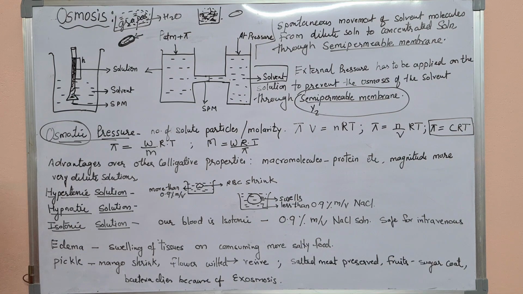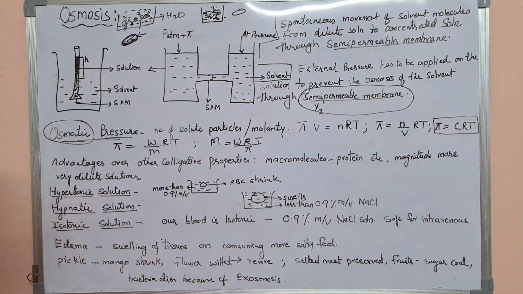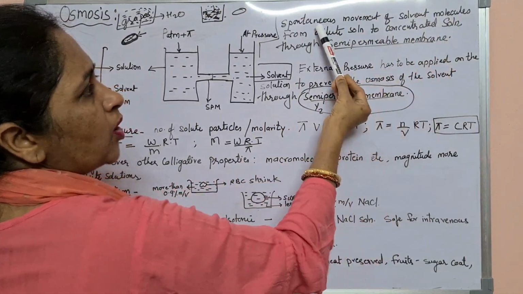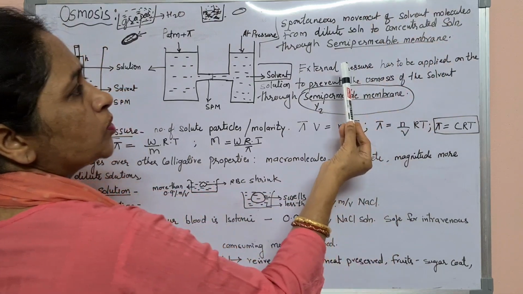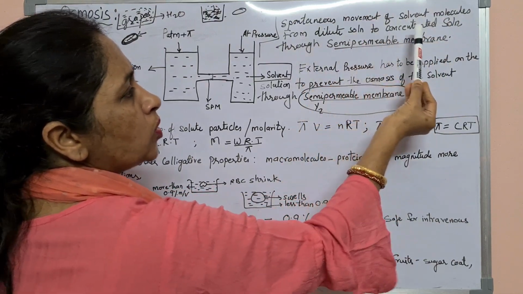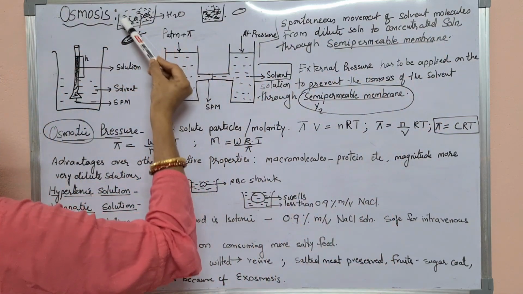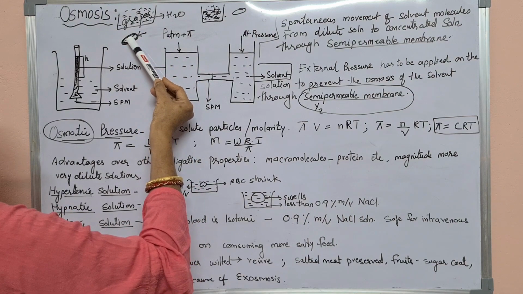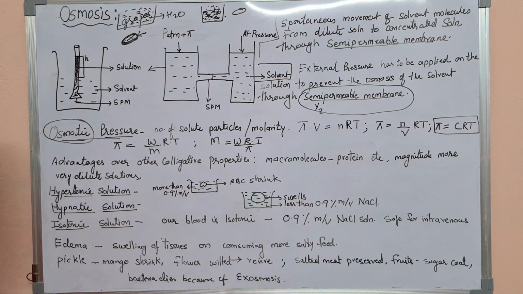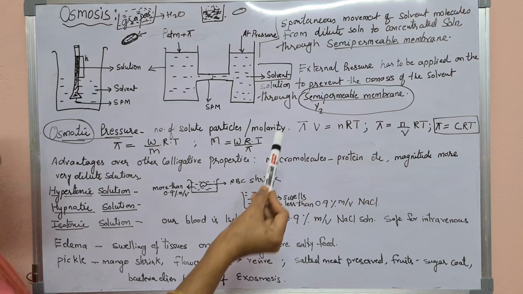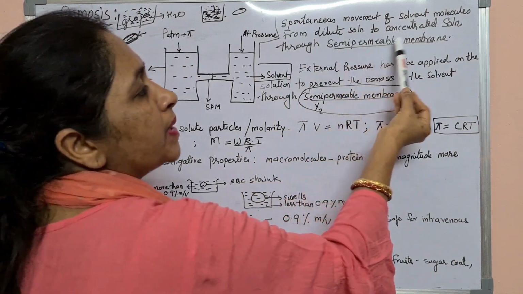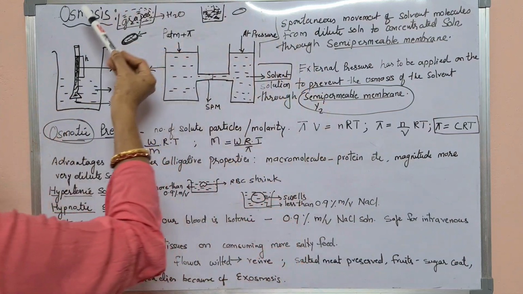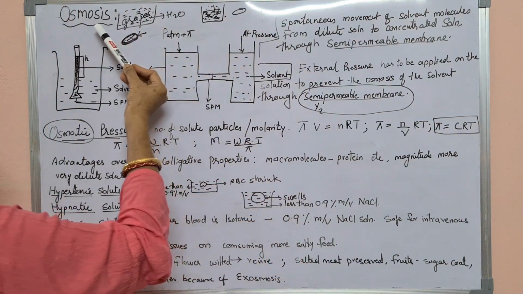Now let me define what osmosis is. Osmosis is the spontaneous movement of solvent molecules from dilute solution to concentrated solution. It means in the container outside, the solution is dilute, and inside the grape the solution is concentrated as the sugar solution is present. So movement of the solvent takes place from dilute to concentrated through a semi-permeable membrane. This process is called osmosis.